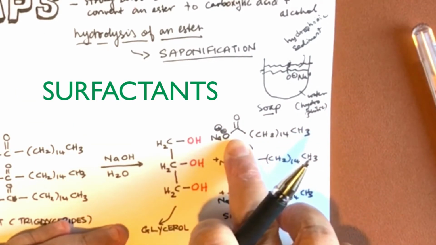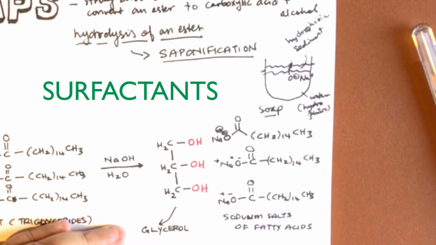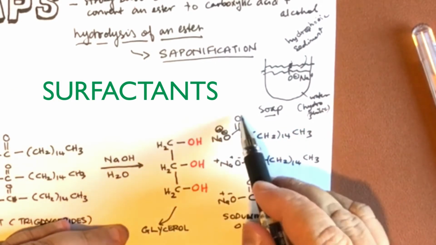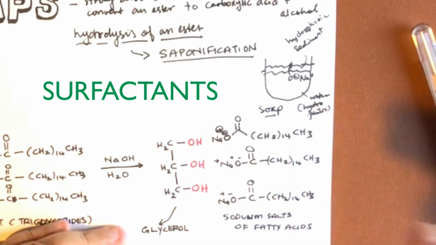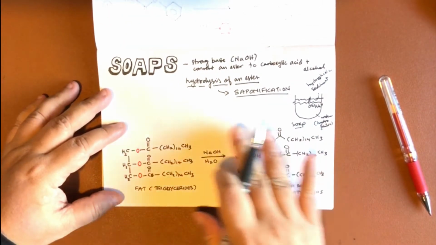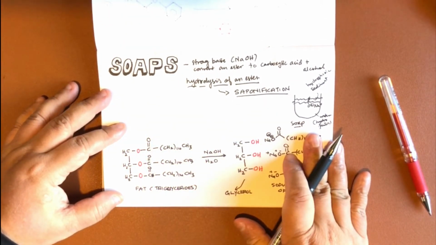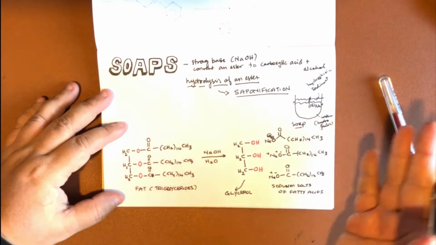Whatever the long chain is will remain in the hydrophobic section, and the short chain here, which is the more hydrophilic, will remain in the hydrophilic section, in the water section. Okay, so how do we do this in a sense? It's a reverse reaction.